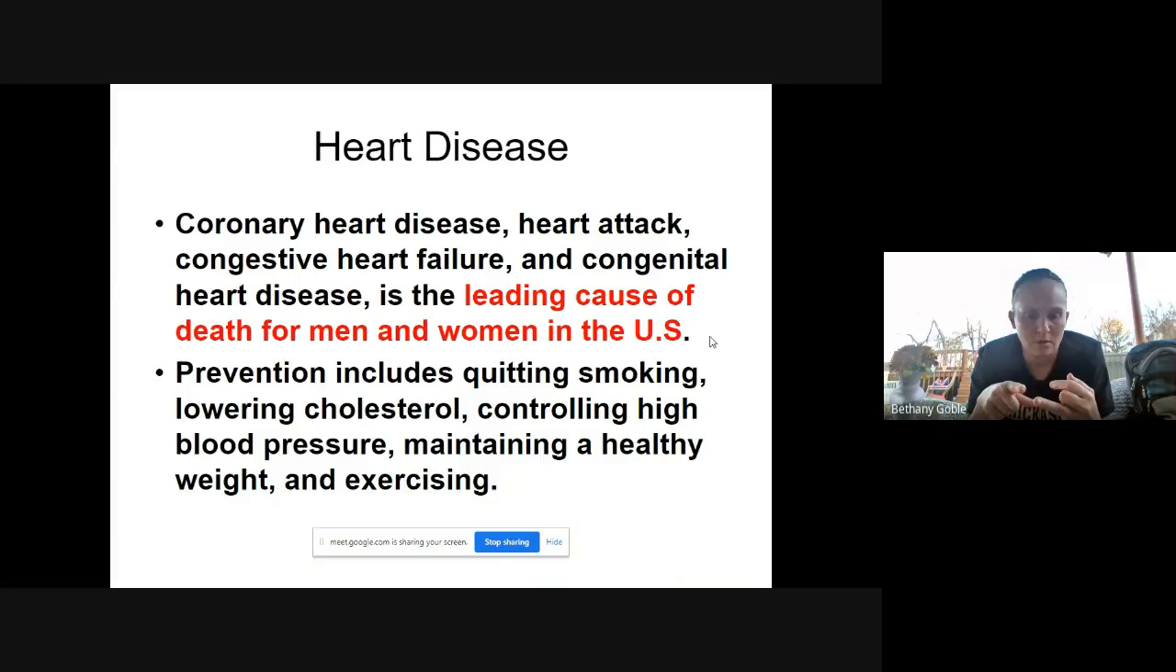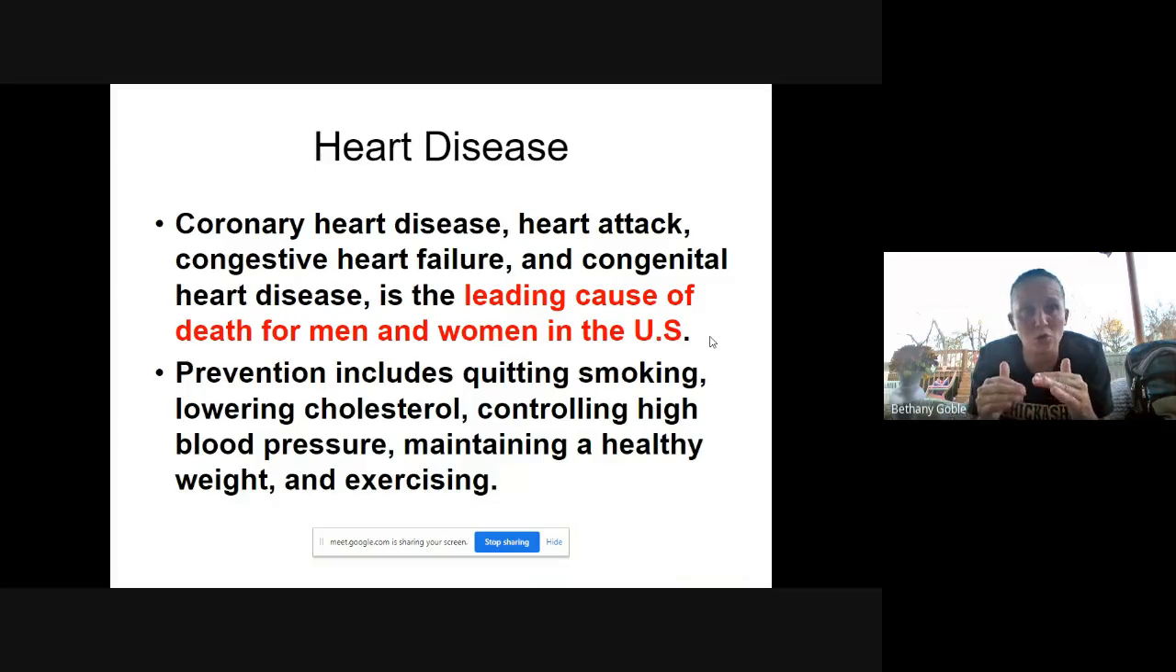Don't smoke. Lower your cholesterol. Don't eat high fatty foods. Make sure you control your blood pressure. So if it runs in your family like it does mine, what am I doing to control it? Well, watch what I eat and exercise, right? Maintain a healthy weight and exercise. If you do these things, and obviously it should be on here but it's not, reduce your stress levels, manage your stress, and make sure you sleep right.